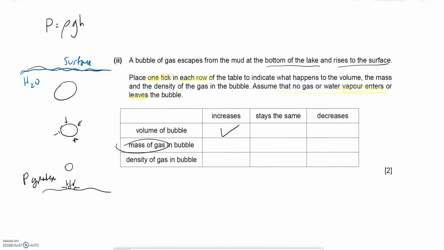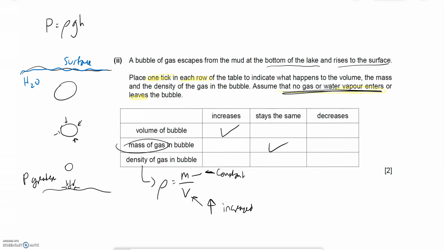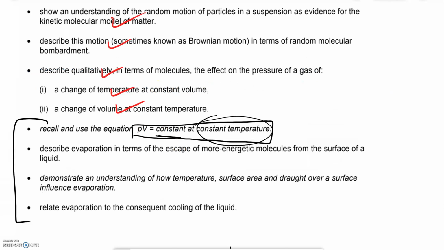What about the mass? Well, as we said, no water vapour enters or leaves the bubble, so the mass of the bubble is going to stay the same. The reason being that no extra atoms are getting in or leaving, so the mass can't change. That's just the total number of atoms there. Now the density, well, what's the equation for density? Density is mass over volume. If the mass has stayed constant, but the volume has increased, then we're dividing the same number by a bigger number, so we're going to get a smaller density. So the density is going to decrease. So that's this syllabus point dealt with.